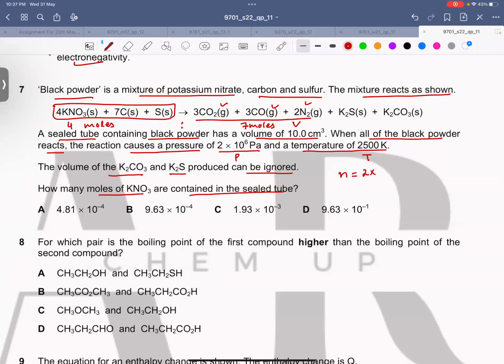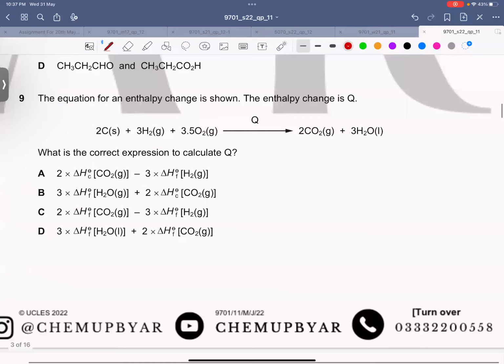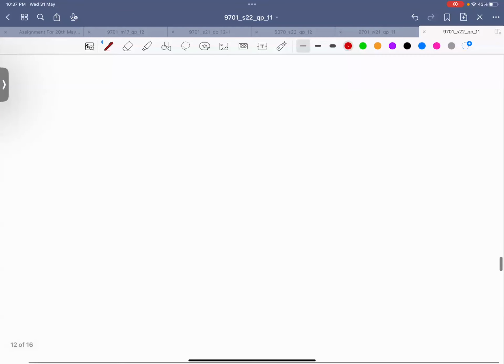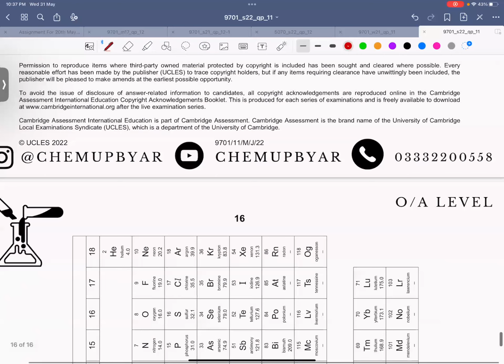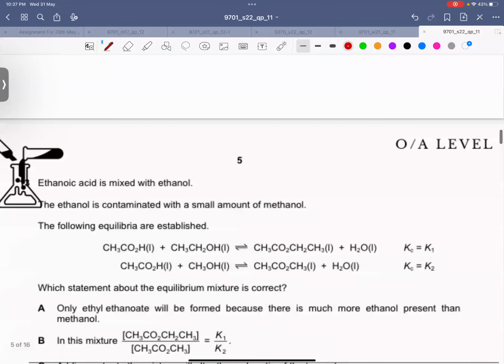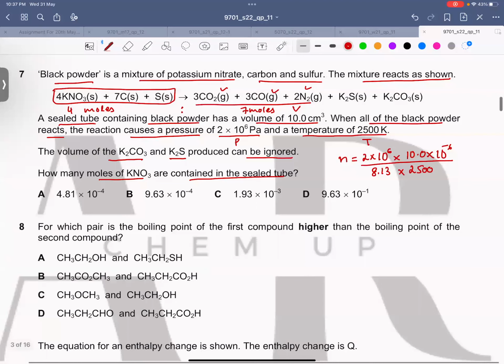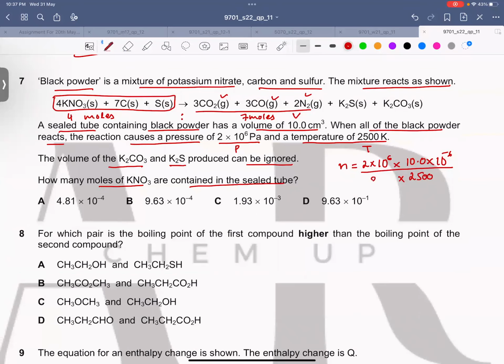Pressure, that is 2 exponent 6, that is fine. Volume must be in meter cube, so 10 exponent minus 6, over R, the general gas constant, which is 8.13, and times temperature, which is 2500 Kelvin. Okay, just give me a minute. I have to confirm the value of R. 8.31, sorry.